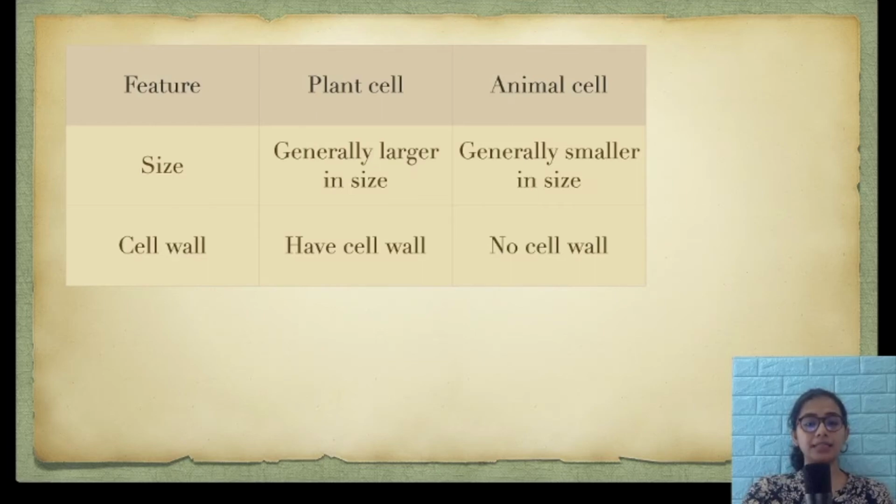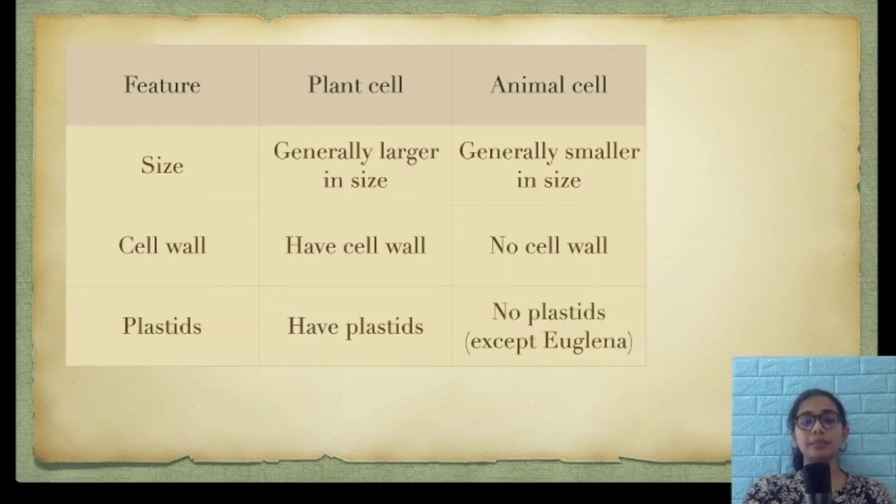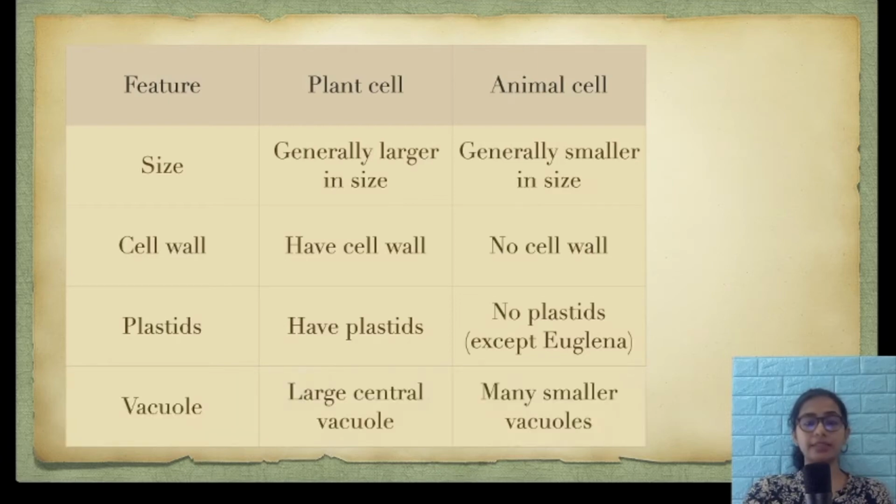Plastids are also there only in plant cells and not in most animal cells. There is an organism called Euglena, which comes under the animal kingdom, and still it has plastids. That is an exception, but most animal cells do not have plastids. Now, vacuoles: we just learned that there is a large central vacuole in plants which is absent in animal cells, and animal cells have many smaller vacuoles.